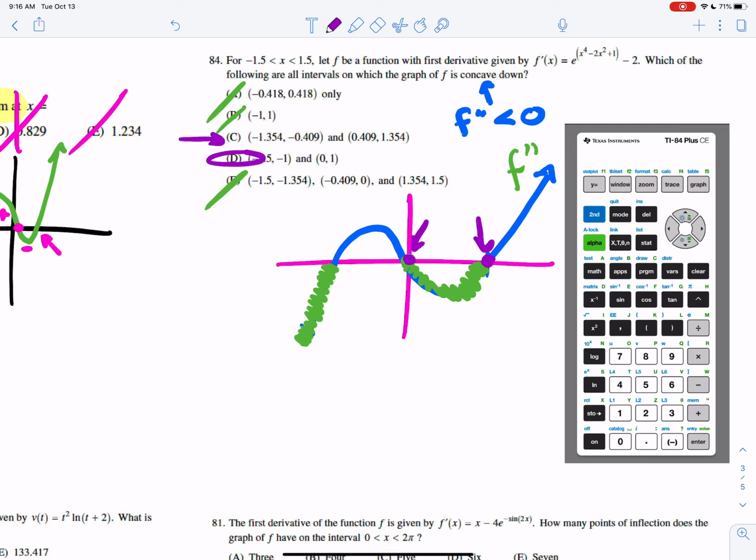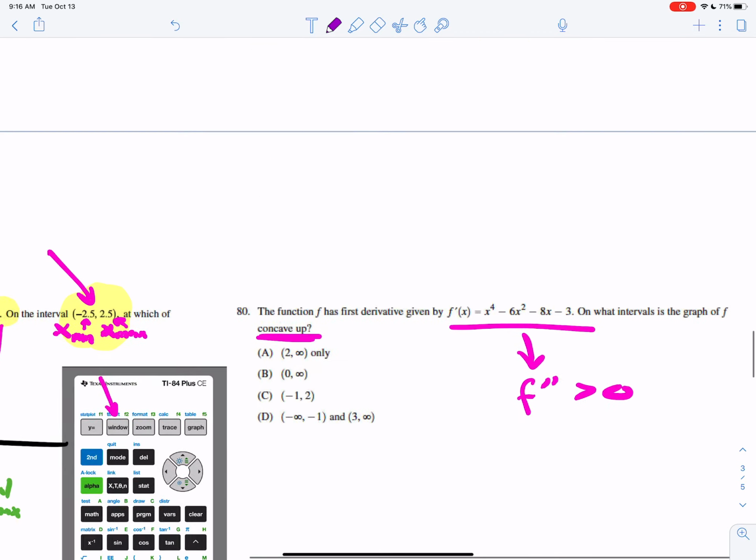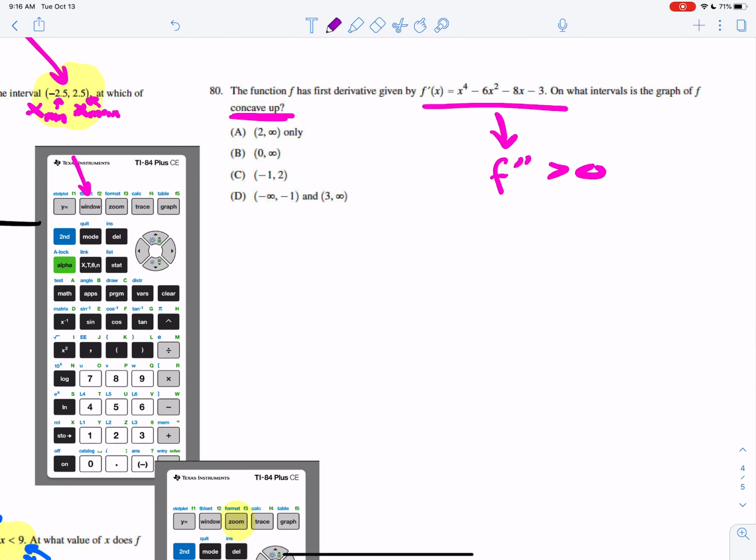Okay, let's try this one. So here we go. We have x to the fourth minus 6x squared minus 8x minus 3. That's just our first derivative, so I'm going to go ahead and graph the second derivative. So math 8, alpha trace y1, x equals x. I'm only going to want to see y2, so I'm going to uncheck y1. I'll go back to zoom 6 because there's no interval here.